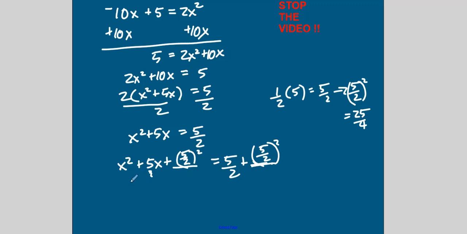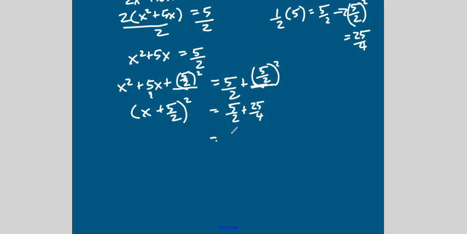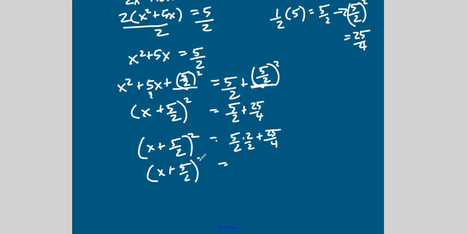So now the left side factors to x plus 5 halves quantity squared. The right side is going to be 5 halves plus 25/4. So let's handle the right side there. So I have a least common denominator of 4, so I need to multiply 5 halves by 2 over 2. So on the right side, and this is going to again be x plus 5 halves quantity squared. Again, copy that down. So that has to equal then 10 plus 25, which is 35 over 4.